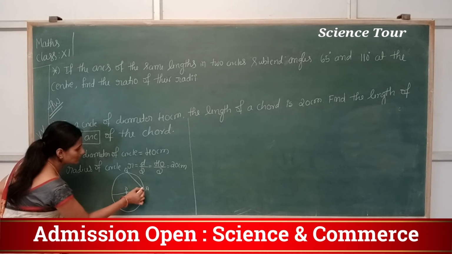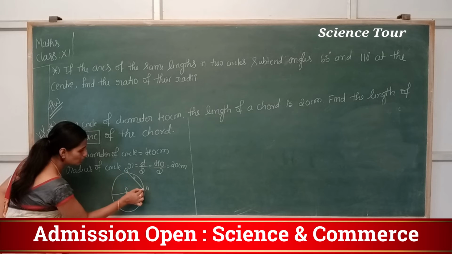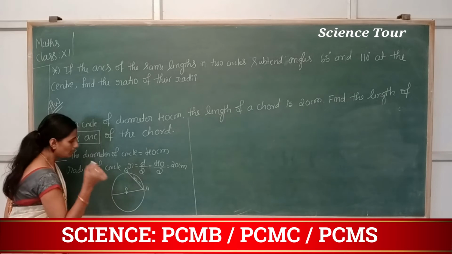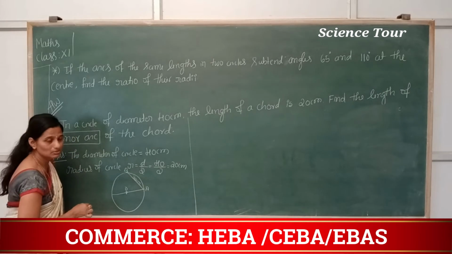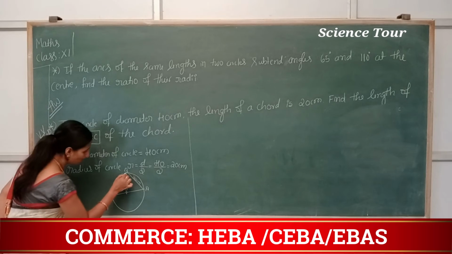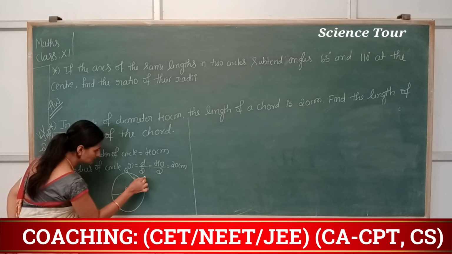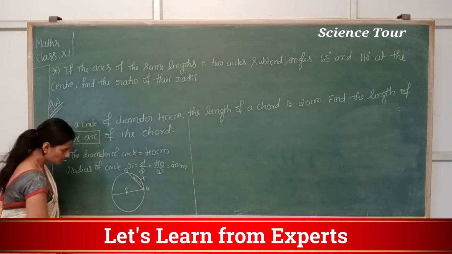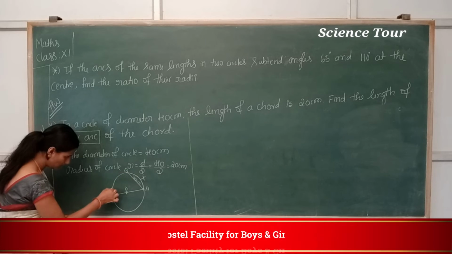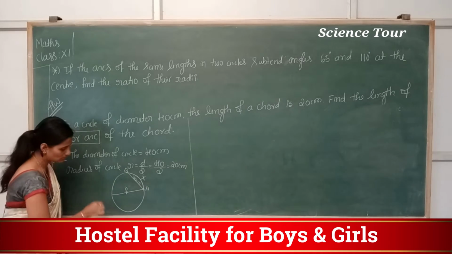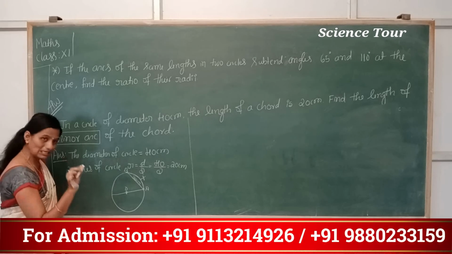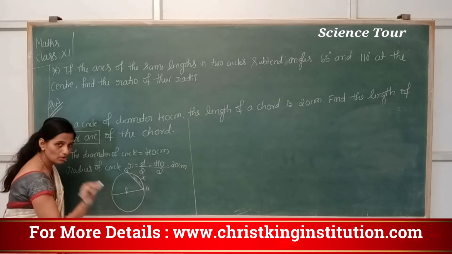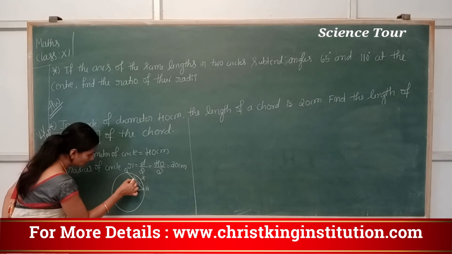So what is the length of this chord? That is 20 centimeter. Now in this, which is your minor arc and major arc? The minor arc is this one, that is AXB, the minor arc. Which is your major arc? The major arc is this one, that is BYA. That I don't want, so that's why I'm not marking it here. Clear? So this is the diameter of the circle. Now next I draw the chord here. That is like this. This is the chord.